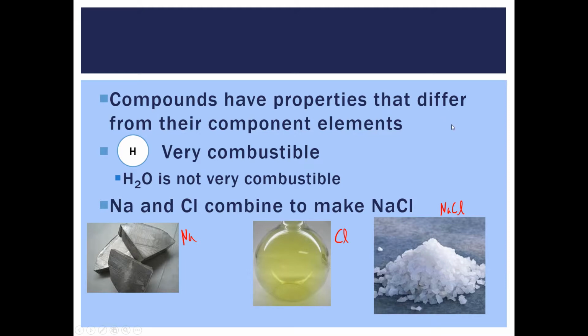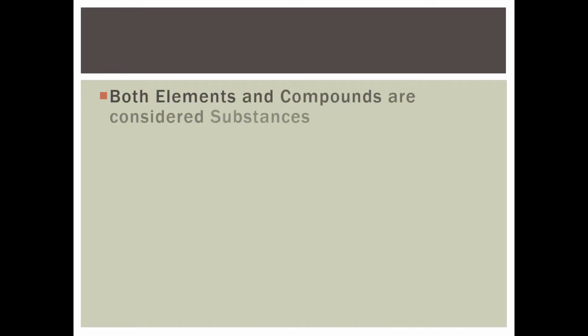Alright, so yeah, compounds have properties that differ from their component elements, and when you combine elements, don't expect the compound to have similar properties to the elements you used. Okay. Now, as we discussed in the previous lesson, both elements and compounds are considered pure substances. Compounds are not mixtures. This is a common mistake. Okay. Not mixtures.